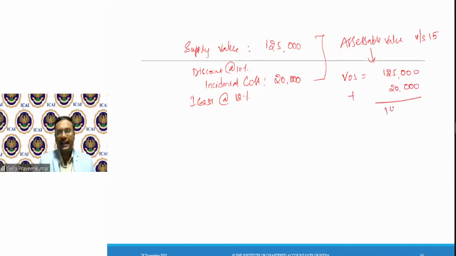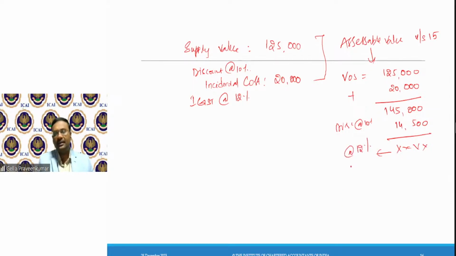On this 1,45,000, there is a discount of 10%. That is 14,500. The balancing figure, what we are going to derive on this, we will apply GST at the rate of 12%, right? So similarly, under customs law, I have explained that Section 3, Subsection 7 is to calculate IGST.